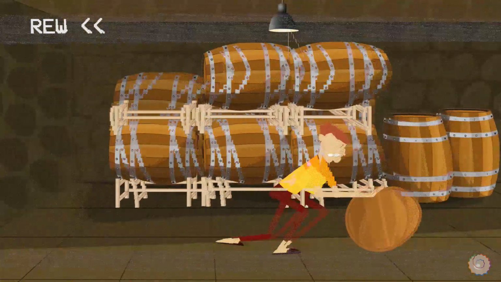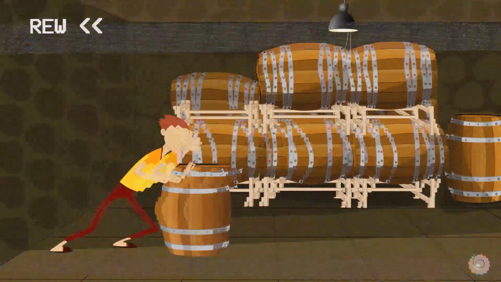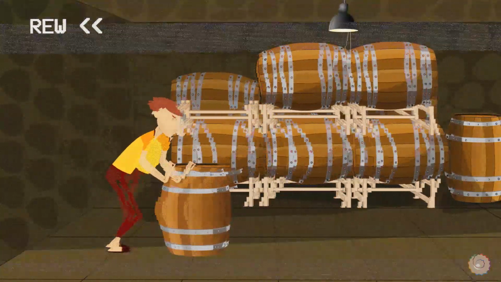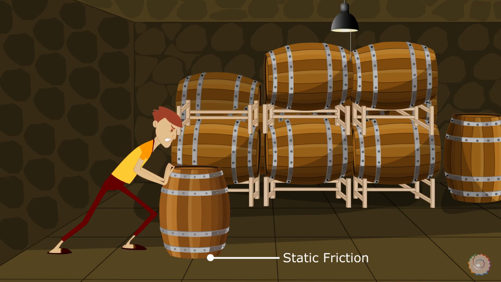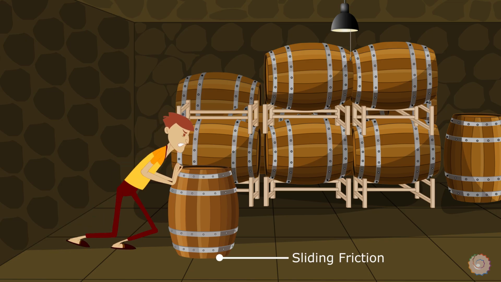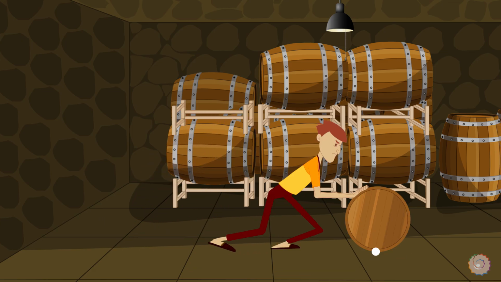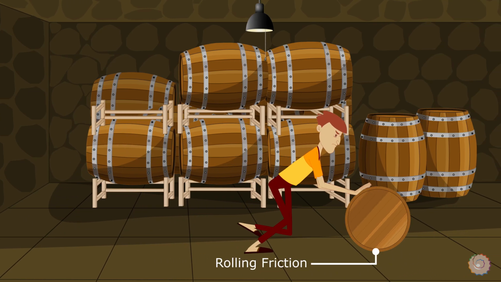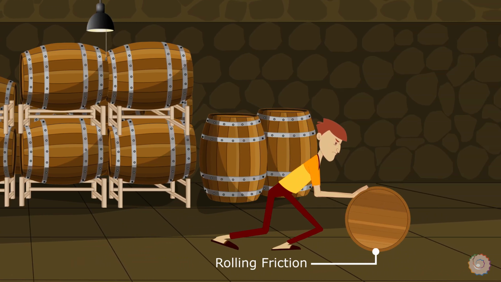Okay, let's start moving the barrel all over again to learn the types of friction that come into play during these stages. The friction that exists when we first try to move the barrel at rest is known as static friction. Next, the friction that exists when the barrel starts to slide over the ground is known as sliding friction. And finally, the friction that exists when the barrel rolls on the ground is known as rolling friction.